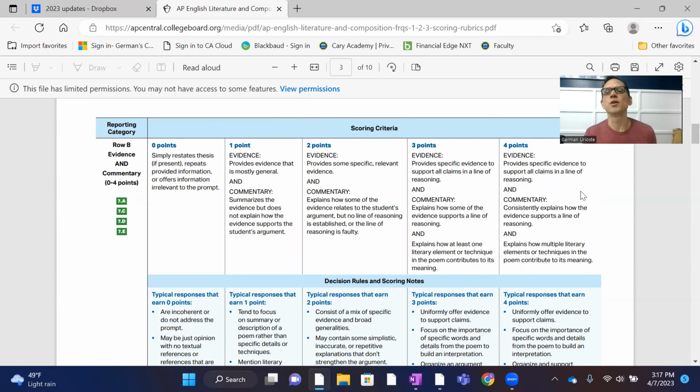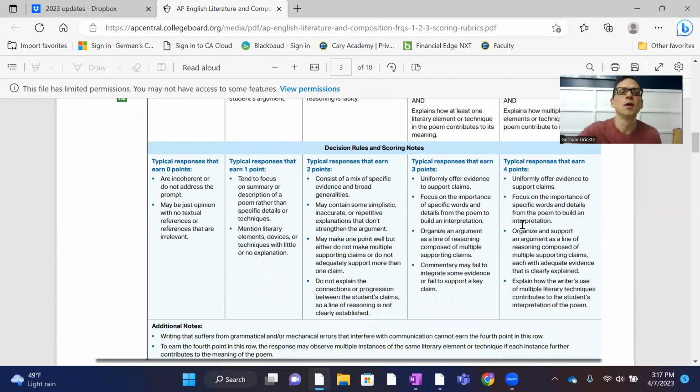And you can read this later. Notice that if you get 4 points, it says it provides specific evidence to support all claims in a line of reasoning in those 2 or 3 body paragraphs. It consistently explains how the evidence, notice the word how, supports a line of reasoning. You're pinpointing how the language is supporting the claim that you've established, and explains how multiple literary elements or techniques in the poem contribute to the meaning. The techniques: did you look at figurative language? Did you look at point of view? Did you look at syntax or diction? Whatever it was. So you can get up to 4 points in terms of your evidence and commentary.